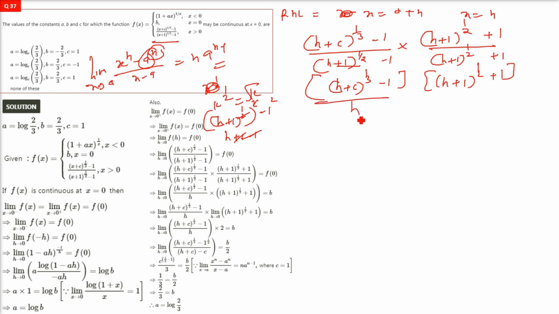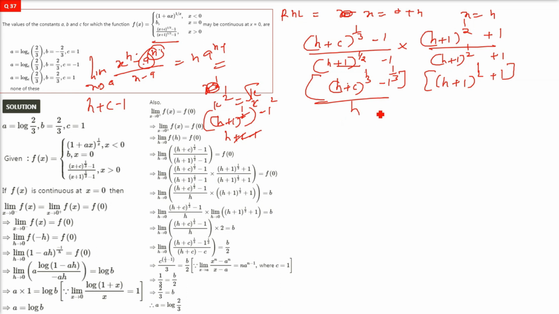Now you can here only apply the limit on the term which we got in the numerator, h plus 1 to the power half plus 1. So this is going to be, with h as 0, 1 plus 1 to the power half, that is 1 plus 1, that is 2. But we'll deal with it later. We are discussing x raised n minus a raised n by x minus a. So you have h plus c minus 1. I am saying we have to have h plus c minus 1 in the denominator also.